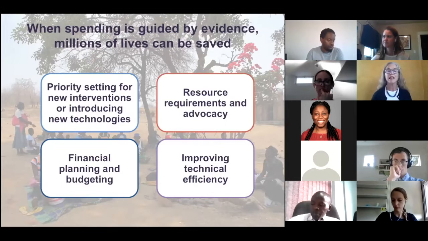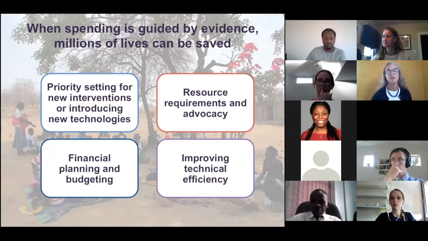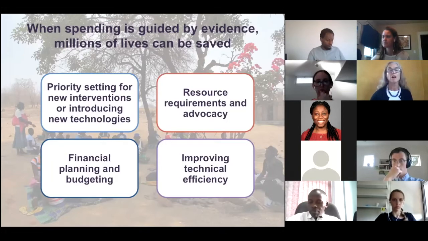So economic analysis will help us set priorities for resource allocations. We're typically working in an area where resources are scarce, and economic analysis helps us to consider those choices. In the area of introducing new interventions or new technologies, whether they're health technologies or agricultural technologies, there are a lot of important decisions that hinge on whether or not the investment is good value for money.